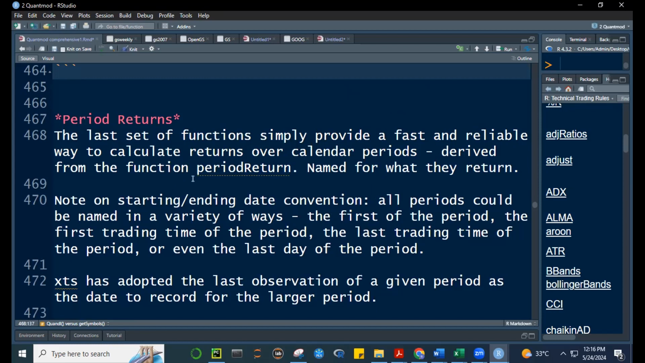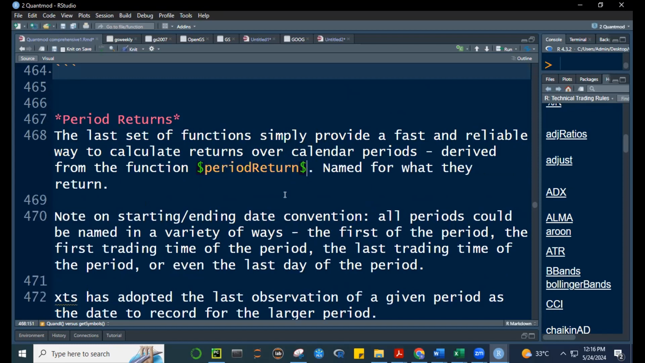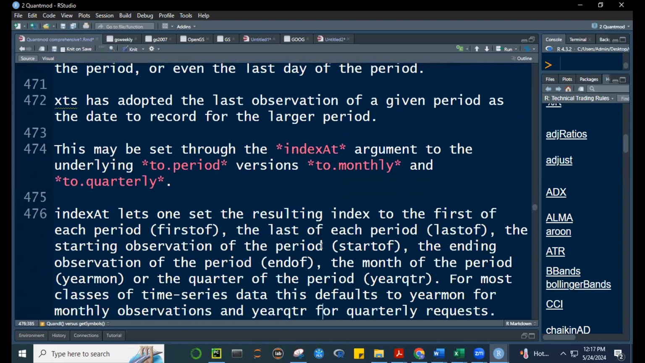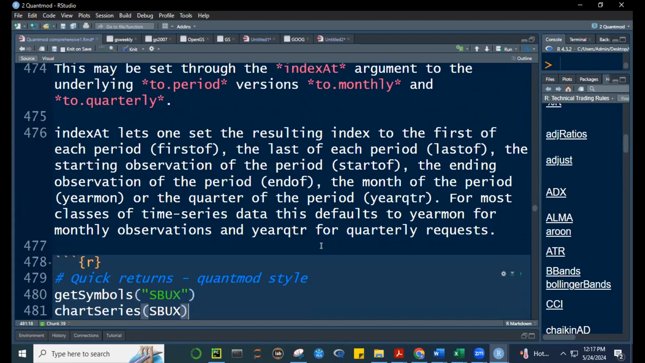And we can make use of this function. It's called period return. This one. So period returns means we can get the daily returns, the monthly returns, weekly returns, etc. We just have to identify ano yung starting date and ano yung ending date. Okay, the first trading day of the period, the last trading time of the period, or even the last day of the period. So these are the things that we can identify. So we'll have an example here. Okay, so I'll leave that for you to read.